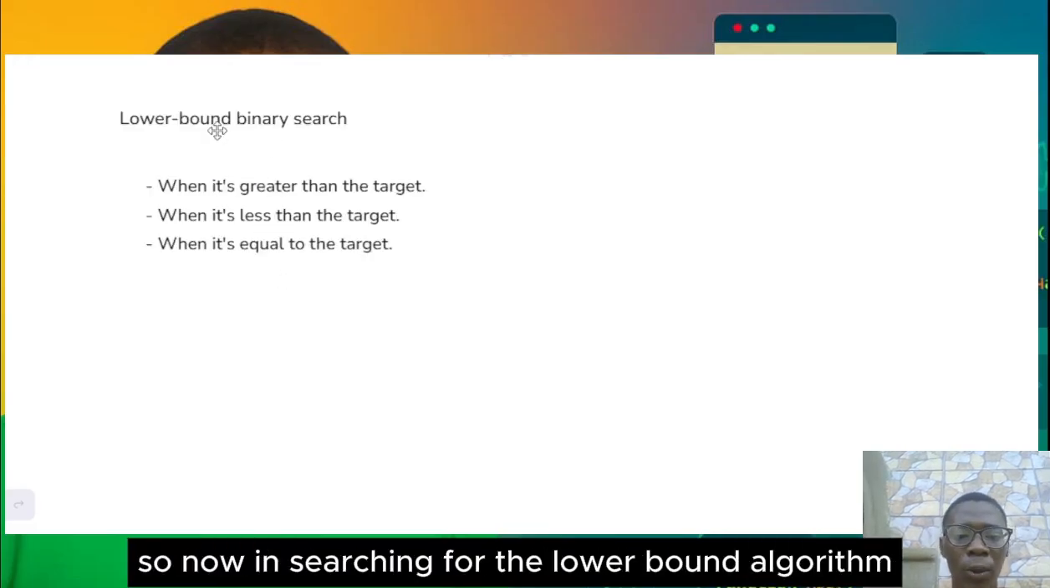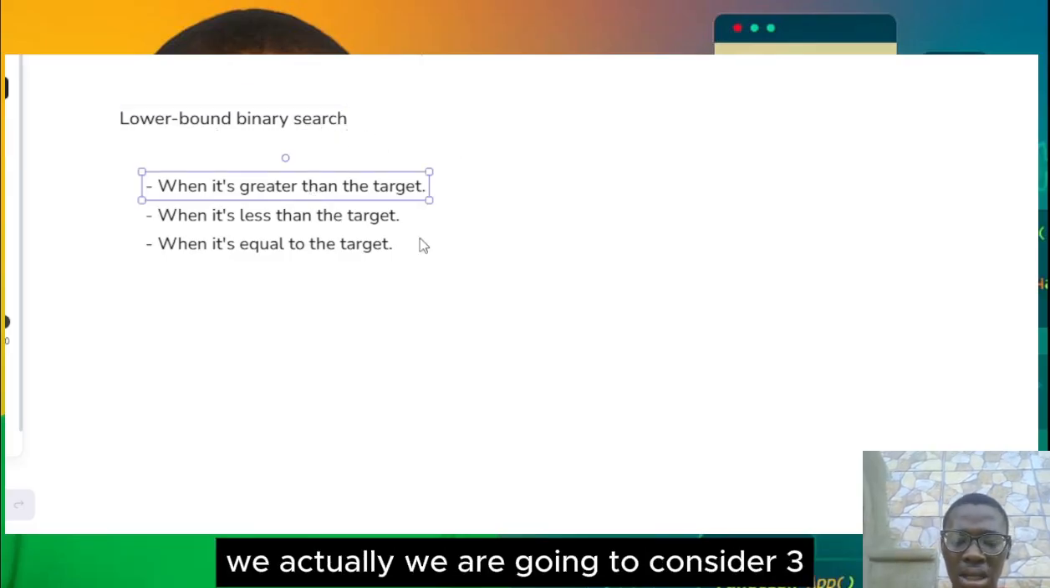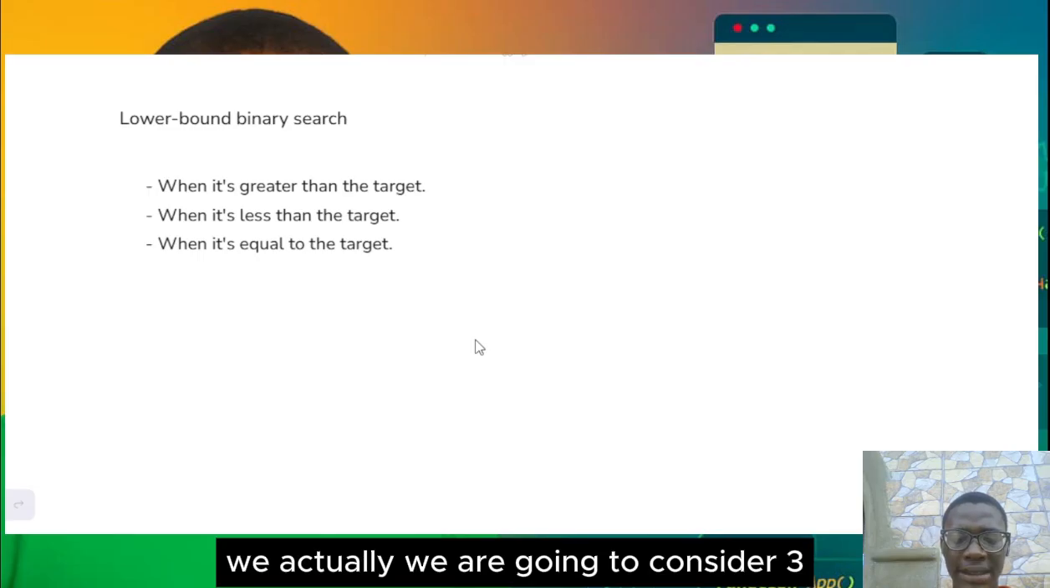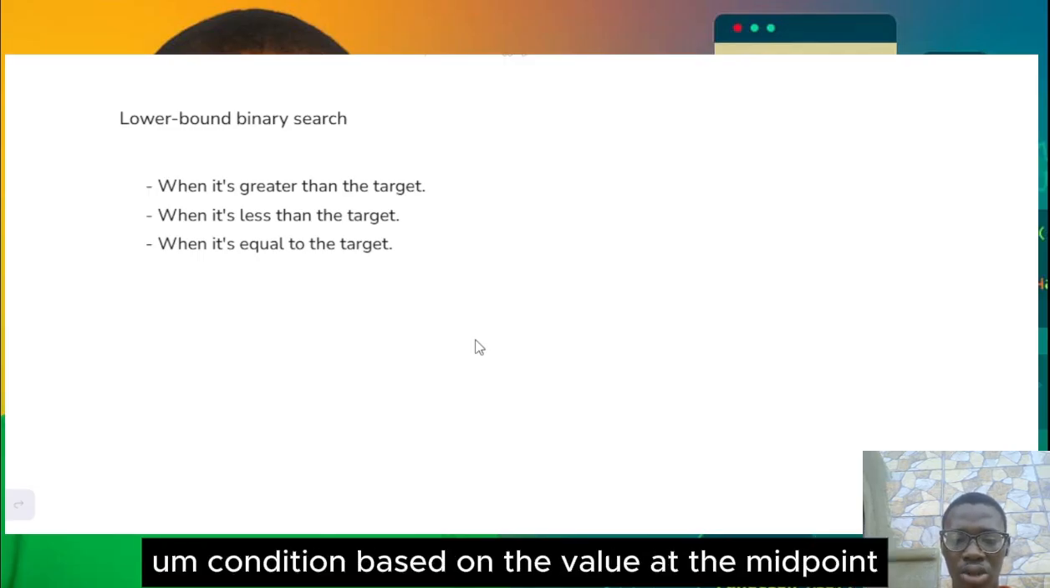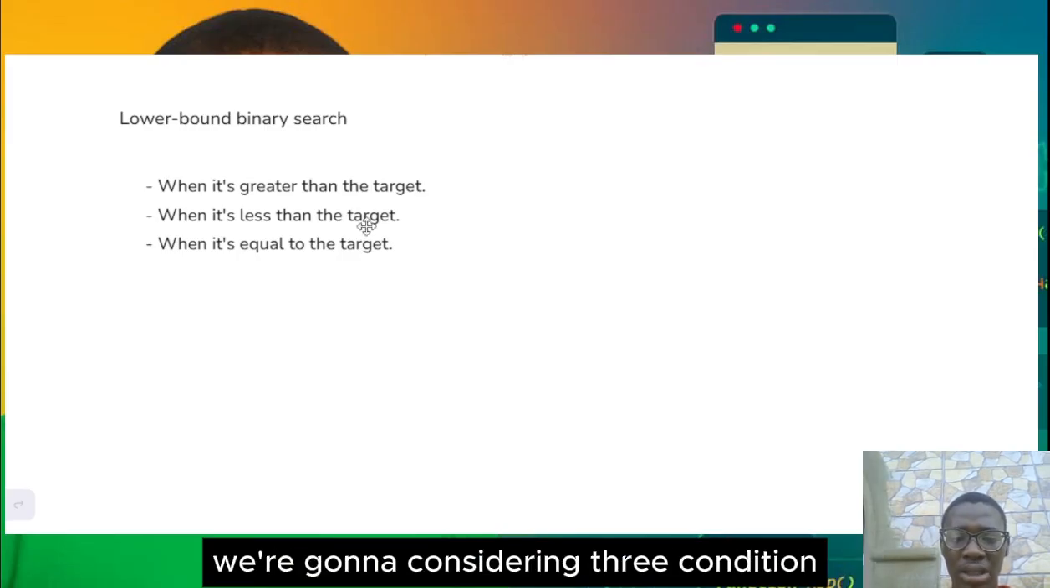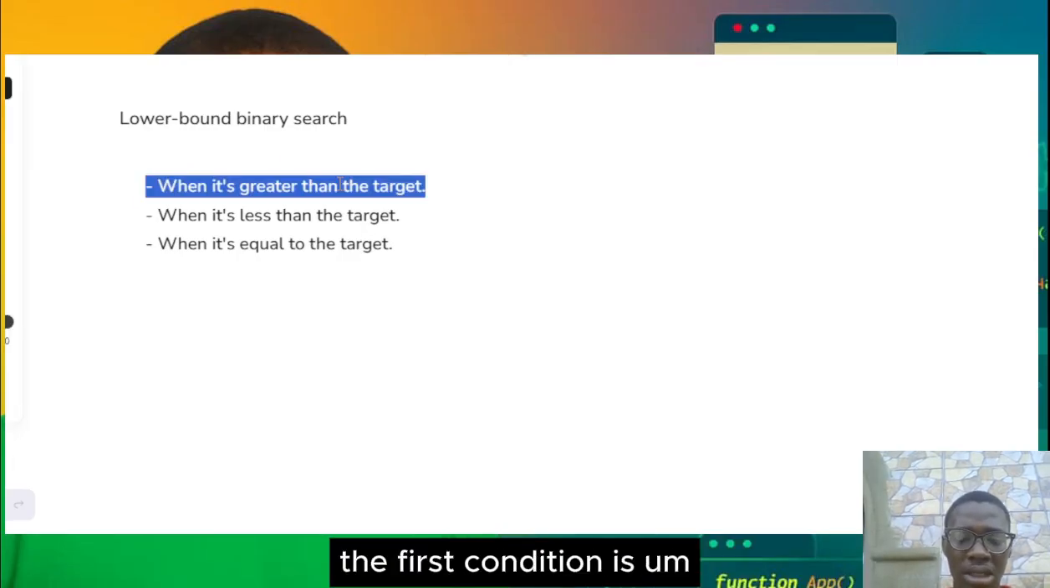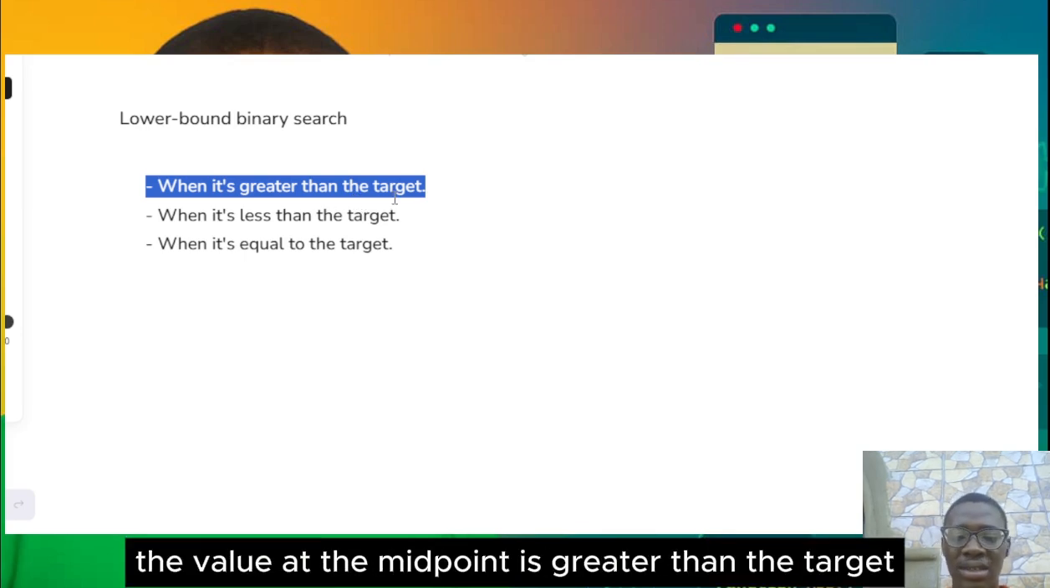So now, in searching for the lower bound, the algorithm is going to consider 3 conditions based on the value at the midpoint. We're going to consider 3 conditions. The first condition is whether the value at the midpoint is greater than the target.